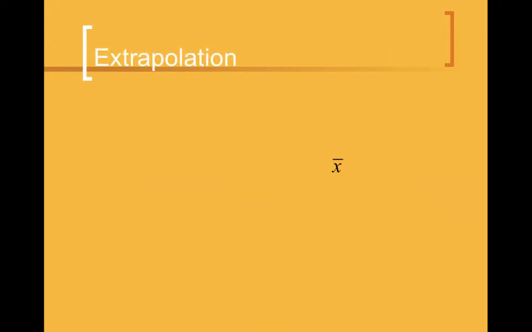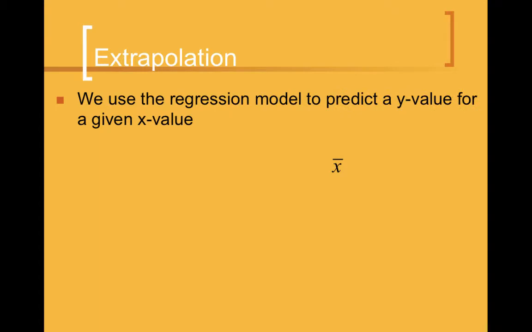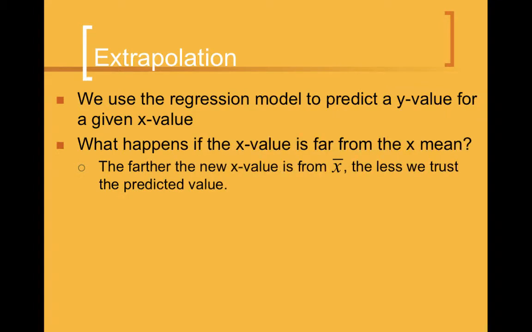Moving on to extrapolation. We use the regression model to make predictions. So we predict a y value for a given x value. Remember that it only goes one way. So what happens if our x value is far away from the x mean? The farther the new x value is from our mean, the less we trust the predicted value, because it starts to get further and further away from our data and from our model.